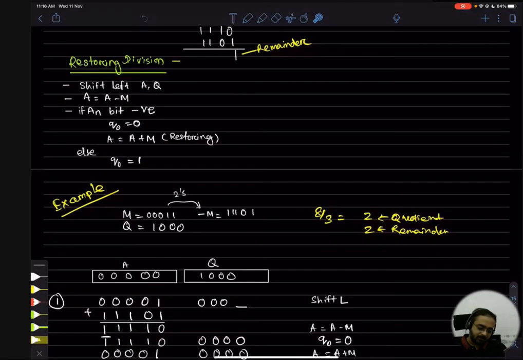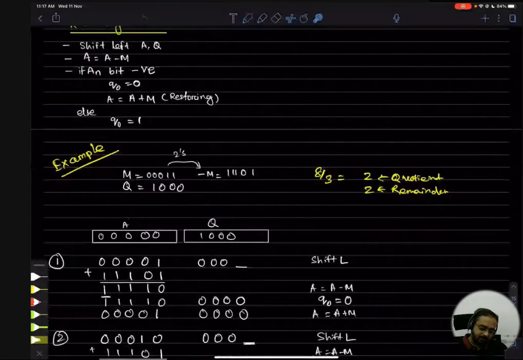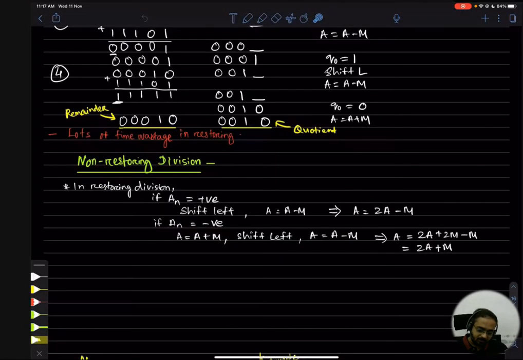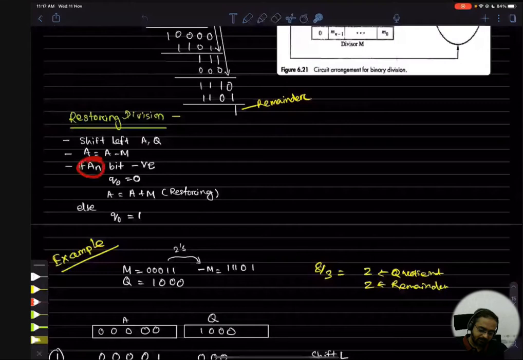In this algorithm you first shift to the left side, then you do a is equal to a minus m, and then you check the bit. If it is negative, then do a is equal to a plus m. Now let's represent the same thing in a different way. In restoring division, let's take the case where the a n bit is positive.